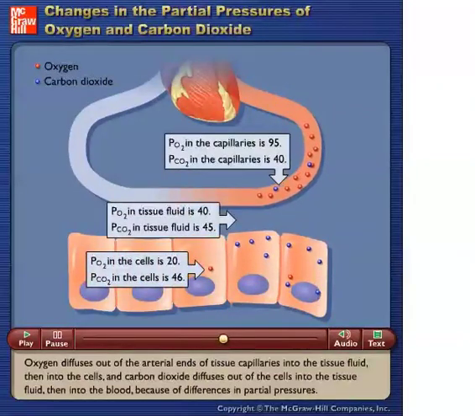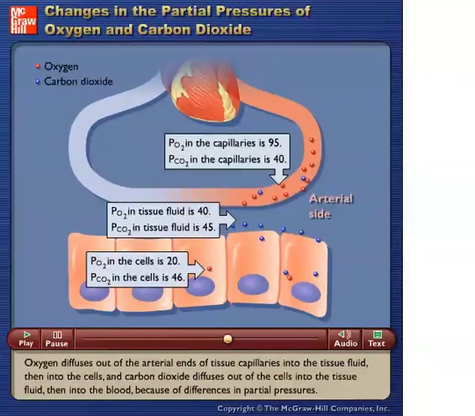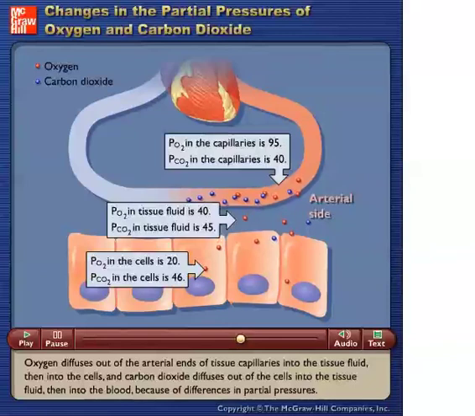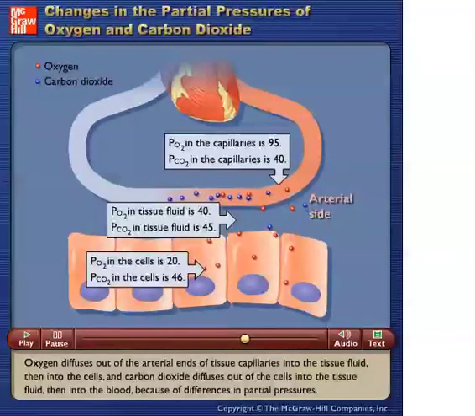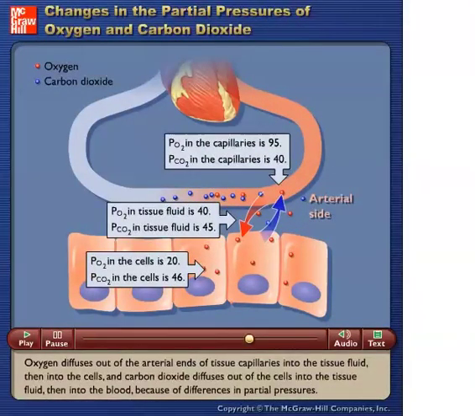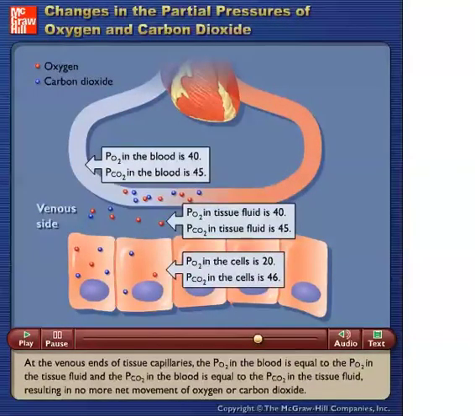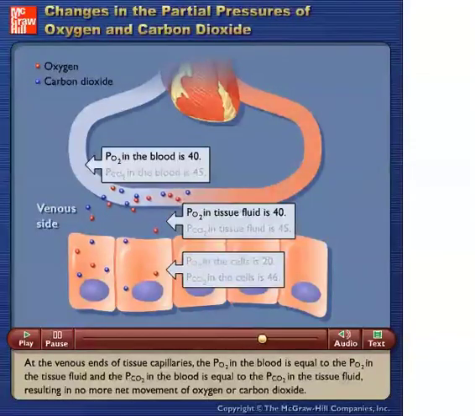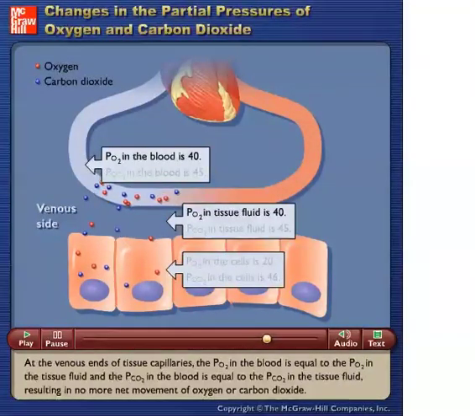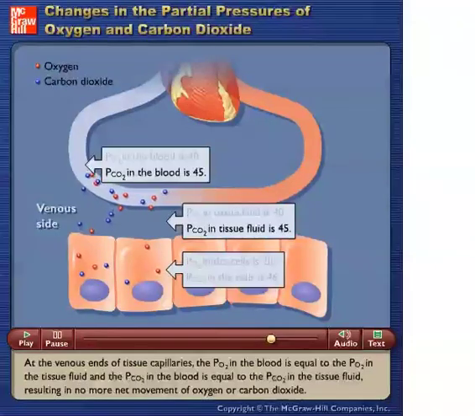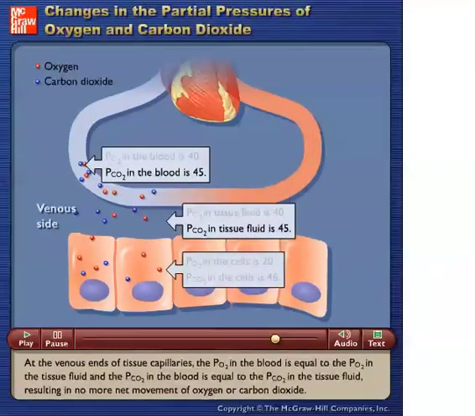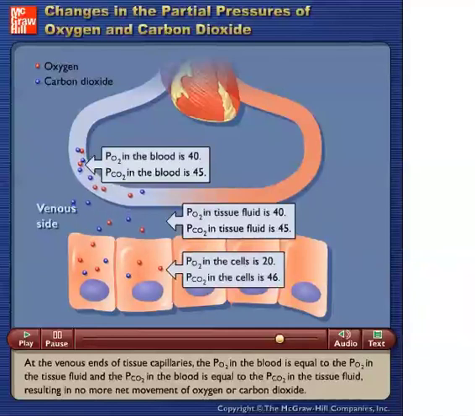Oxygen diffuses out of the arterial ends of tissue capillaries into the tissue fluid, then into the cells, and carbon dioxide diffuses out of the cells into the tissue fluid, then into the blood because of differences in partial pressures. At the venous ends of tissue capillaries, the PO2 in the blood is equal to the PO2 in the tissue fluid, and the pCO2 in the blood is equal to the pCO2 in the tissue fluid, resulting in no more net movement of oxygen or carbon dioxide.